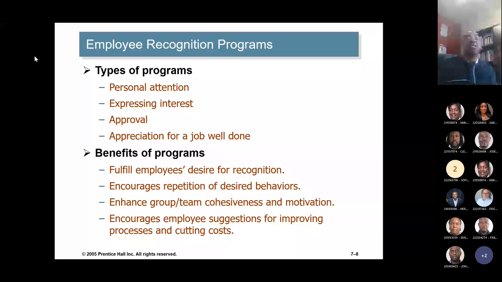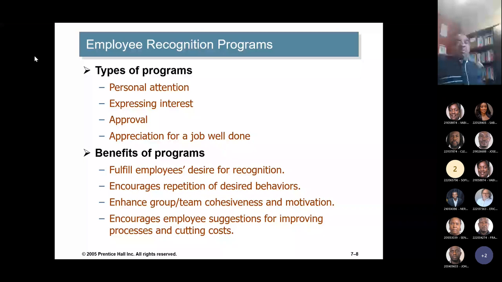Another benefit of the employee recognition program is that it enhances group or team cohesiveness and motivation. Another benefit is that it encourages employee suggestions for improving processes and cutting costs. If employees can suggest new ways of doing things, because employees are the ones in the field carrying out the job, then if they are allowed to suggest how things can be done well, it is a benefit to the organization itself. All right.